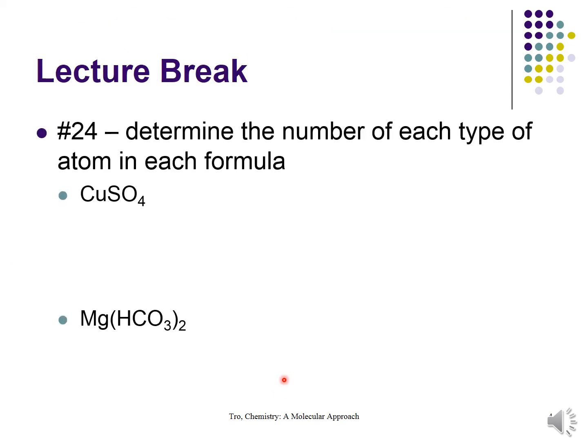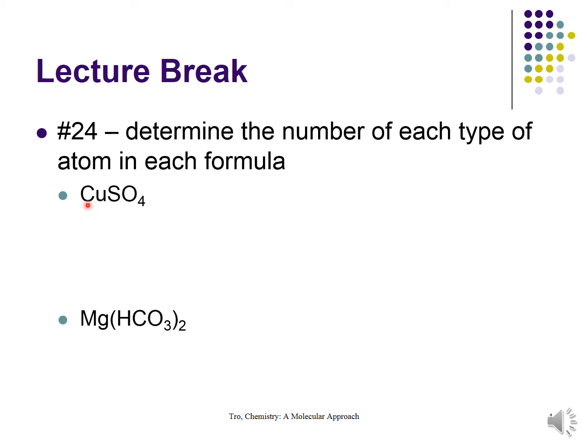In order to talk about compounds and the elements that they contain, we have to be able to recognize those elements and how many there are in each structure. So this problem says, determine the number of each type of atom in each formula. So here's our first formula, CuSO4. So when we're trying to decide which elements are in this formula, we're looking at capital letters.